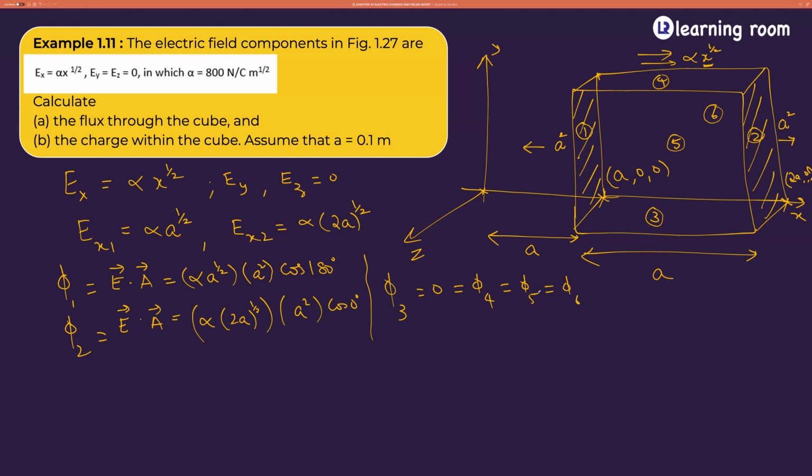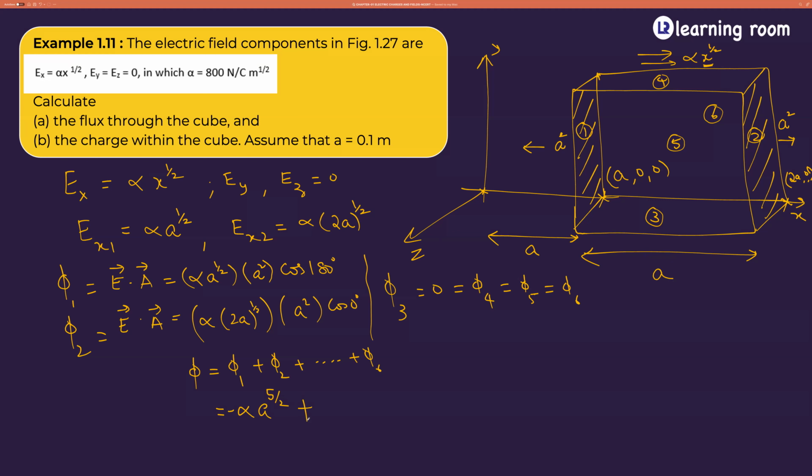Now what are they asking? Calculate the flux through the cube. So the flux through the cube is going to be the flux through the first surface plus the second plus so on till 6. So what is the flux through the first surface? If you observe, it is alpha into a power half into a square. It is a power 5 by 2, right? A power half into a square is a power 5 by 2. Cos 180 is minus 1.